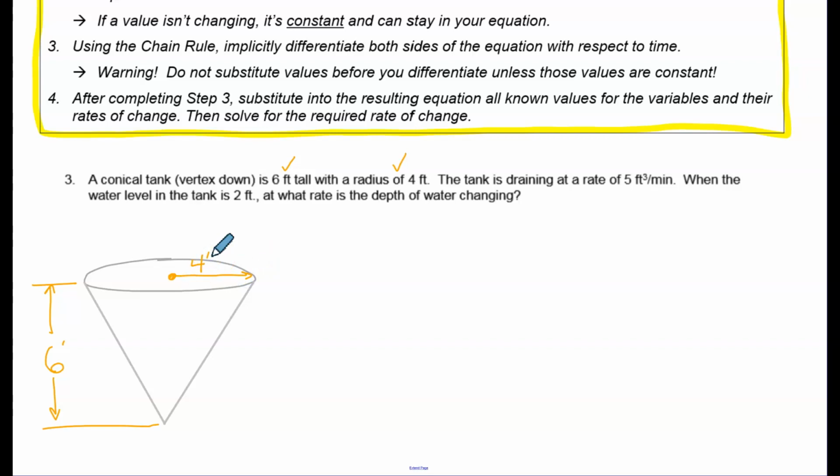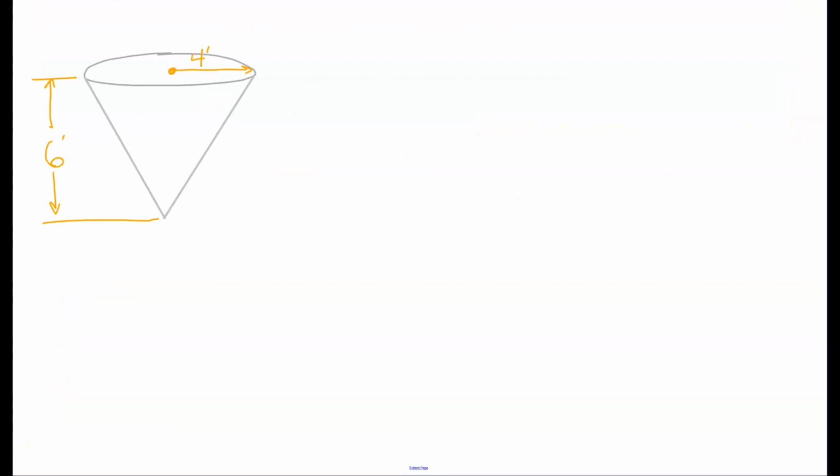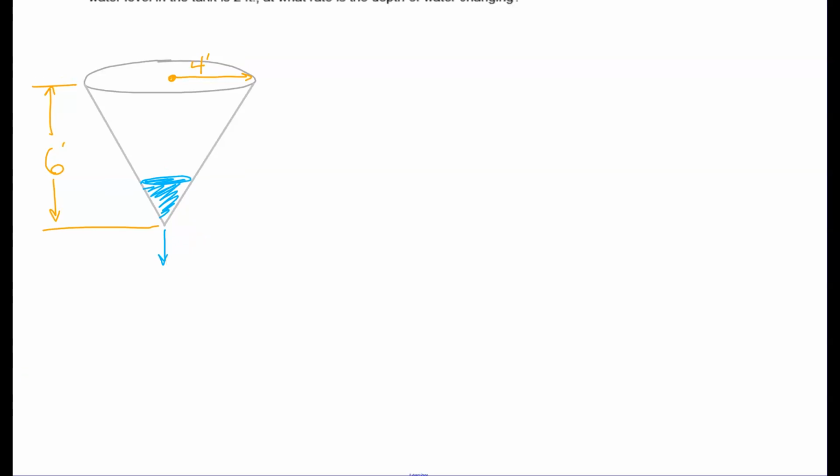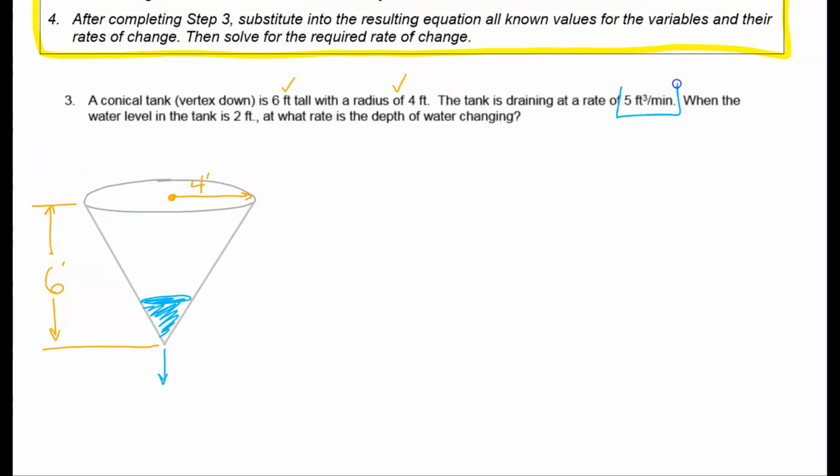The tank is draining at a rate of 5 cubic feet per minute, so we actually have water coming out the bottom of this tank. Water's draining out the bottom. Show our water line in there. And then we've got water that's draining out at 5 cubic feet per minute. And that quantity right there is dV/dt. That's the rate of change of water volume in the tank. And we're going to call that -5. The reason why I'm calling it negative is because the tank is draining. The water's draining out.